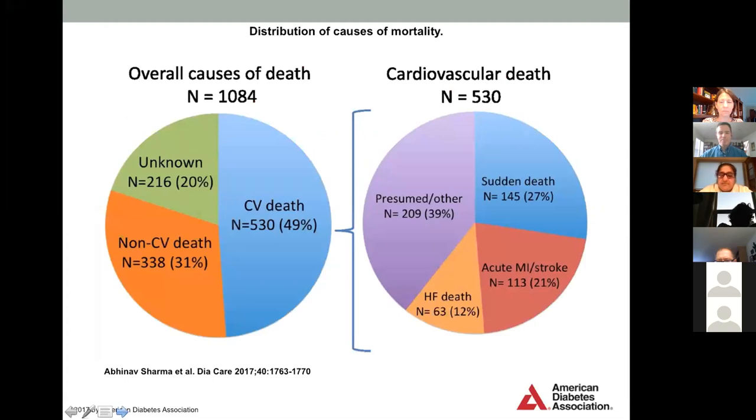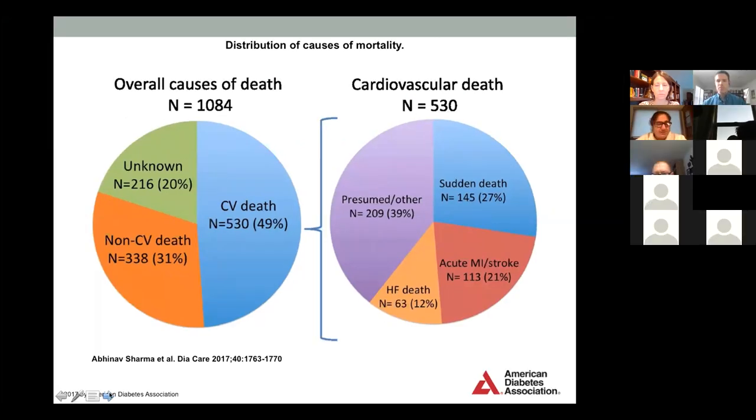There was a trial published about 2017 called the TECOS trial. It was a modern trial where the enrolled patients were on statin therapy and good antihypertensive therapy. When you looked at the causes of death in that trial, about 15,000 people were enrolled and about 1,000 deaths were documented. If you look at what killed people, about 50% of the documented deaths were due to cardiovascular disease.